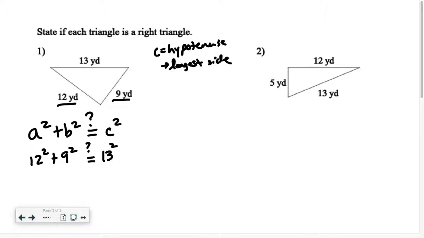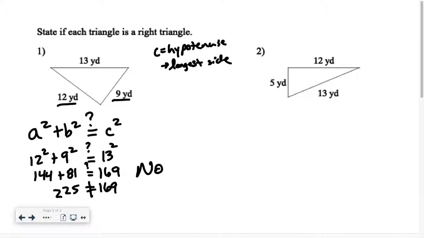So 12 squared, 144 plus 9 squared is 81. Is that equal to 13 squared is 169. So 144 plus 81, that's going to be 225. And that is not equal to 169. So no, this is not a right triangle.